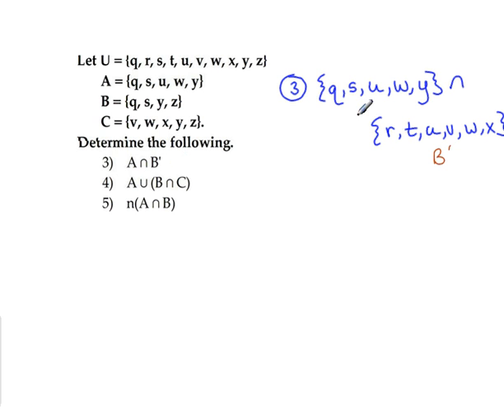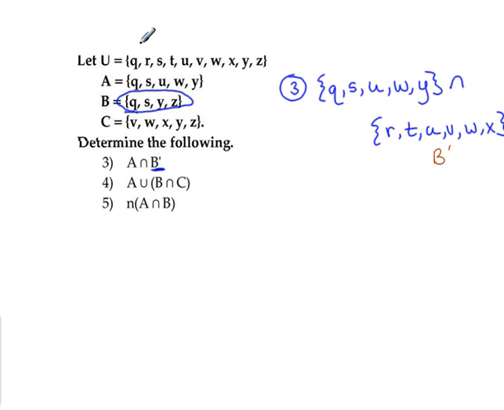So first of all, I would list the elements of set A. We've got Q, S, U, W, Y, written exactly like set A is defined. We're going to intersect that with B prime. Now B prime is defined as the elements that are included in the universe but are not in set B.